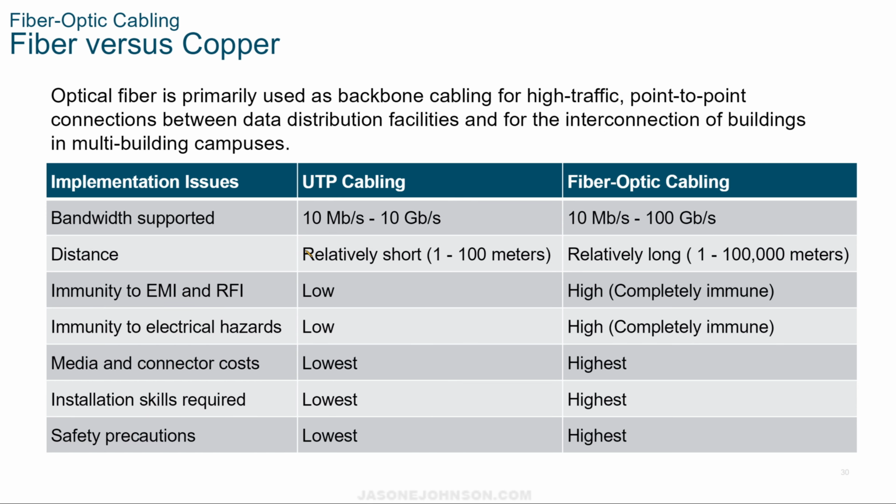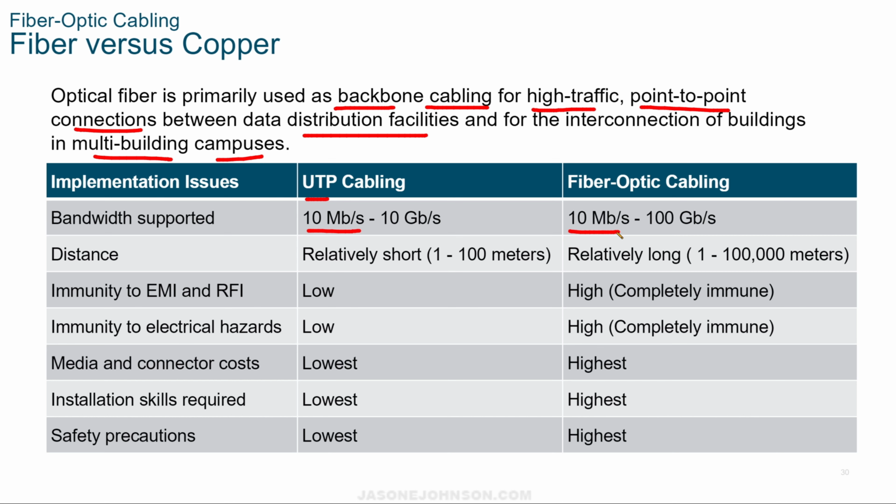When we compare fiber versus copper, optical fiber is primarily used as backbone cabling for high traffic, point-to-point connections between distribution facilities and connecting buildings together in multi-building campuses. So if we're going to connect buildings together in campuses, we use fiber optics. If we're inside the building and we're in the same room, we're most likely going to be using UTP, or unshielded twisted pair. So the bandwidth supported for unshielded twisted pair is 10 megabits up to 10 gigabits.